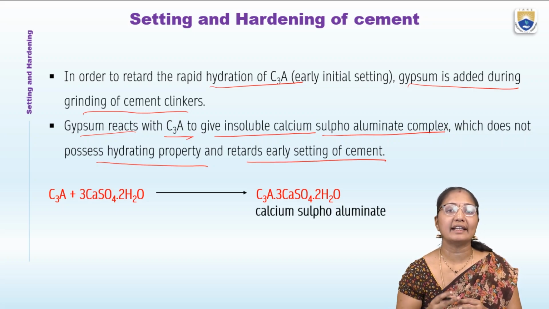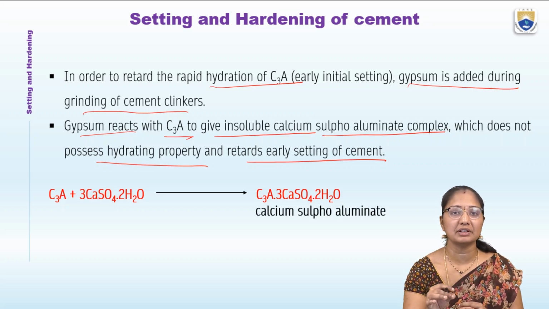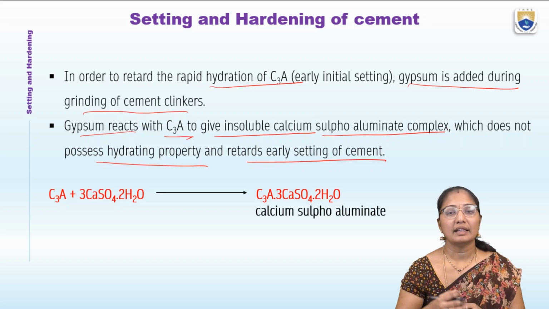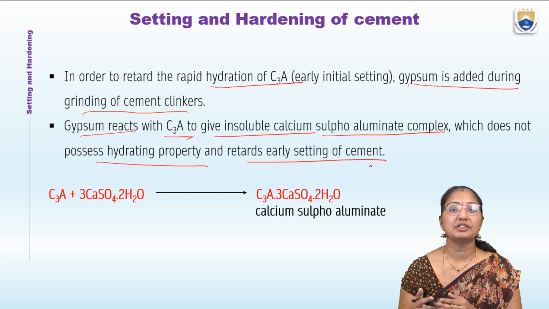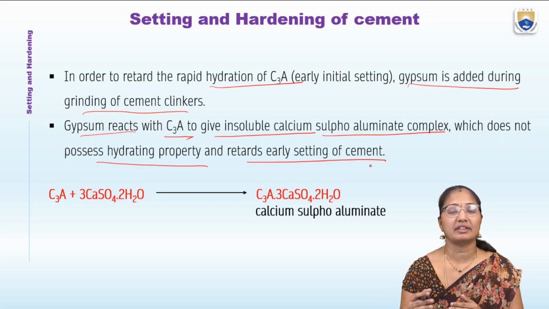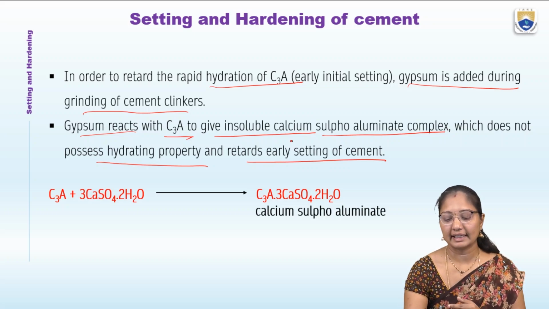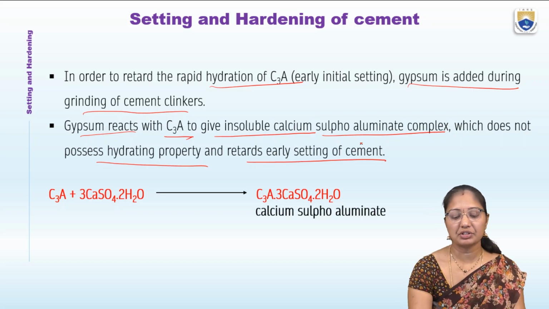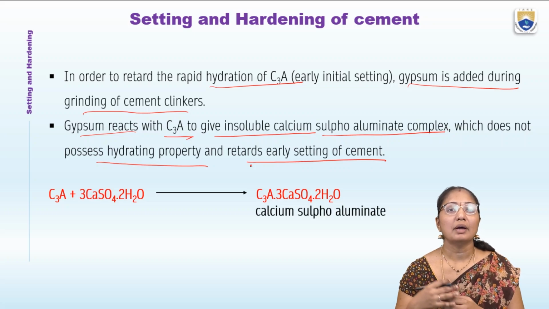Generally, this is the purpose of adding gypsum to the cement. The gypsum reacts and gives the insoluble calcium sulfoaluminate complex. In the manufacturing process of cement, gypsum is added because it reacts with the tricalcium aluminate to form a calcium sulfoaluminate complex, which does not possess the hydrating property and retards the early setting time of the cement.